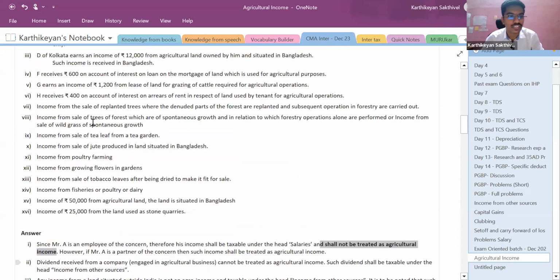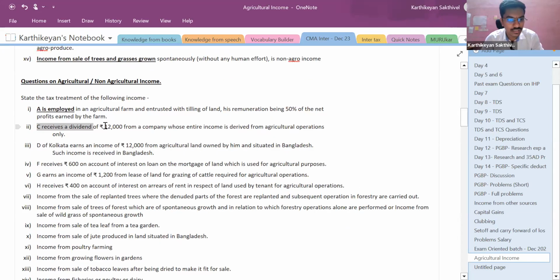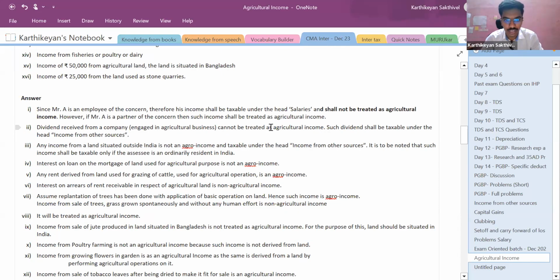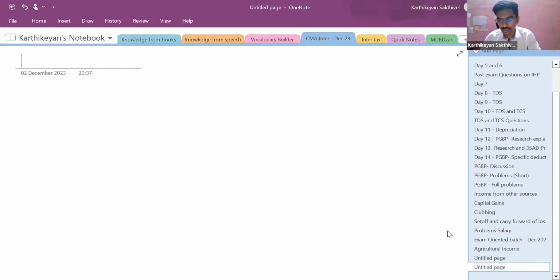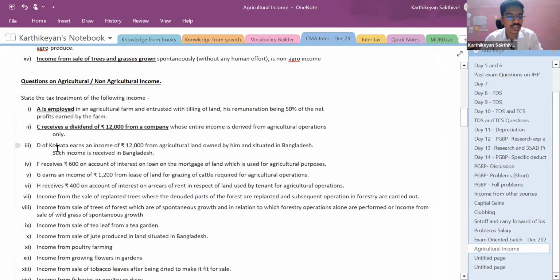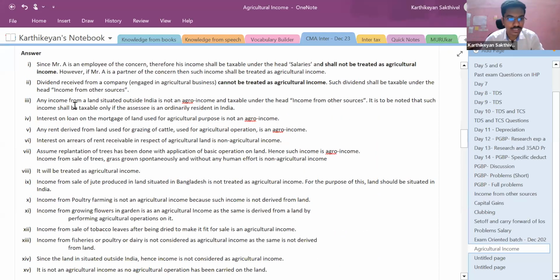Next, C receives dividend from a company. If he is going to receive any dividend from a company, obviously it is a non-agricultural income. It cannot be treated as agricultural income. Next, D of Kolkata earns an income of 12,000 from an agricultural land situated in Bangladesh. Any income which is from a land outside India is to be treated as other than agricultural income. It is not an agricultural income.